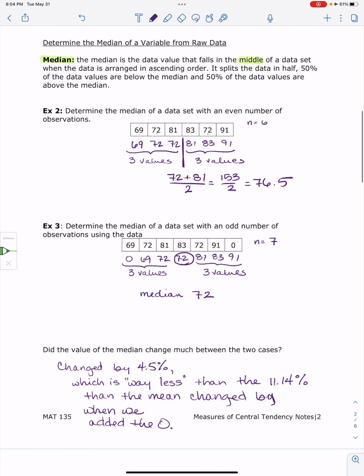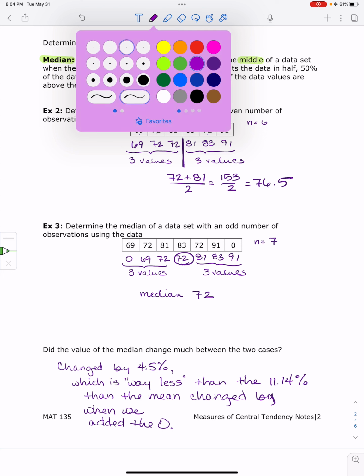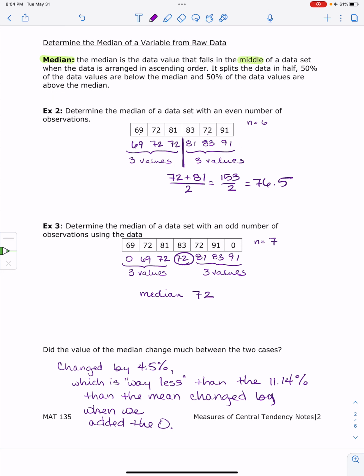So that value that's way out of the norm, we're going to call it an outlier. That outlier is going to affect the mean more than it does the median. And we're going to talk about outliers a little more later.